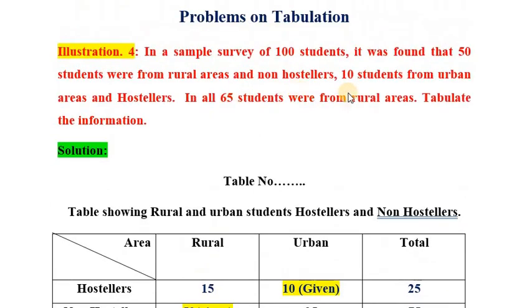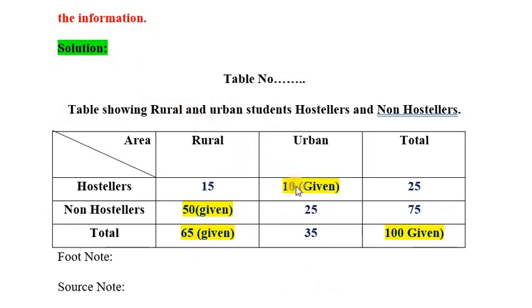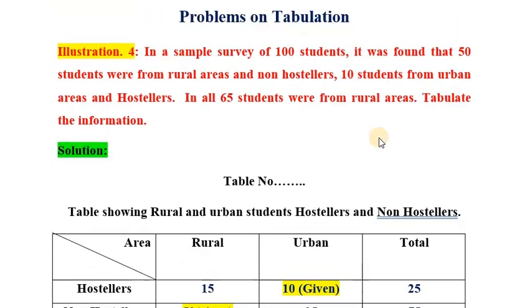And next, the problem says that 10 students are from urban area and hostelers. So coming to the cell that is urban area and also hostelers, this particular cell represents students who come from urban area and stay in the hostel. So I have taken 10 students in this particular cell.